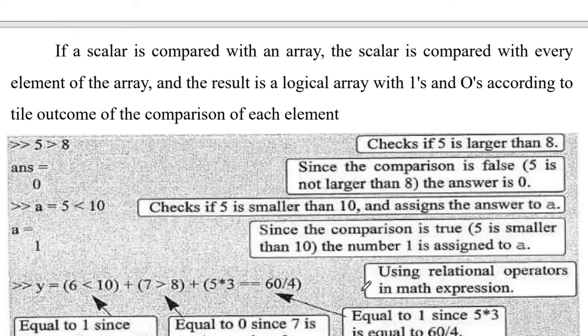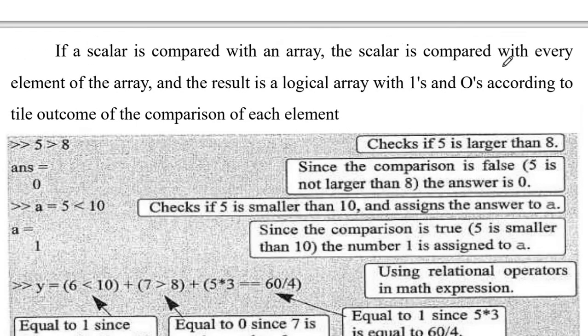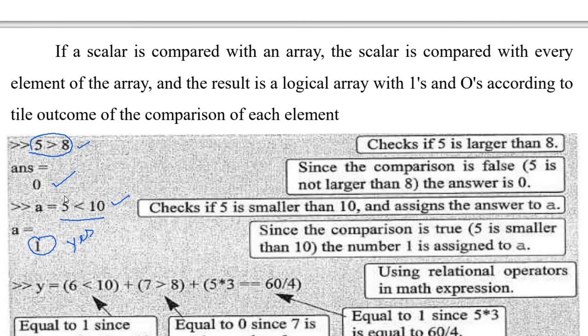Now we're going to check the scalar case. If a scalar is compared with an array, the scalar is compared with every element of the array, and the result is a logical array with ones or zeros according to the outcome of each comparison. Now we're going to see some examples. 5 is greater than 8: the value is false, so the value is 0. 5 is less than 10: true, so we produce 1.